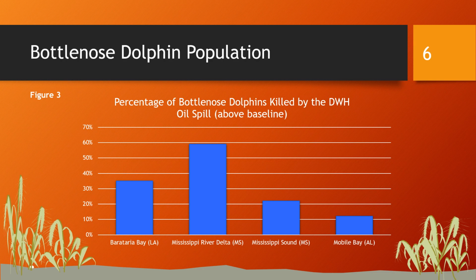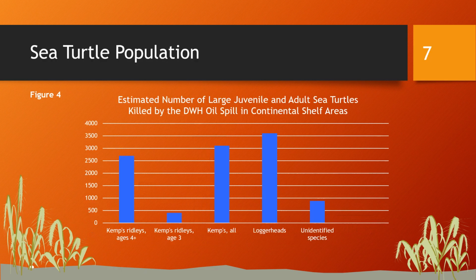It was estimated after careful study that the mortality rates compared to the expected or baseline mortality rates were much higher after the spill. As shown in this graph, there was 35% excess mortality in Barataria Bay, 59% in the Mississippi River Delta, 22% in the Mississippi Sound, and 12% excess mortality in Mobile Bay, Alabama. Additionally, unborn dolphins from the northern Gulf were 18 times more likely to show signs of fetal distress than those from other areas. The sea turtle population took a huge hit as well.